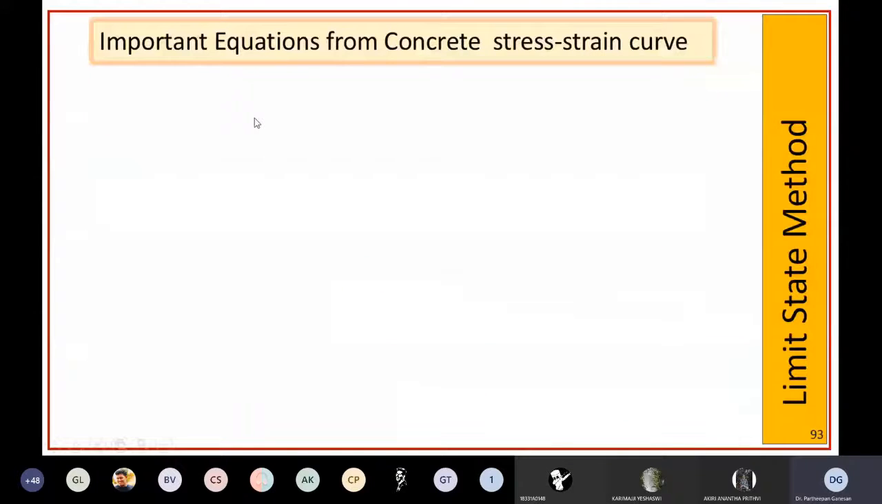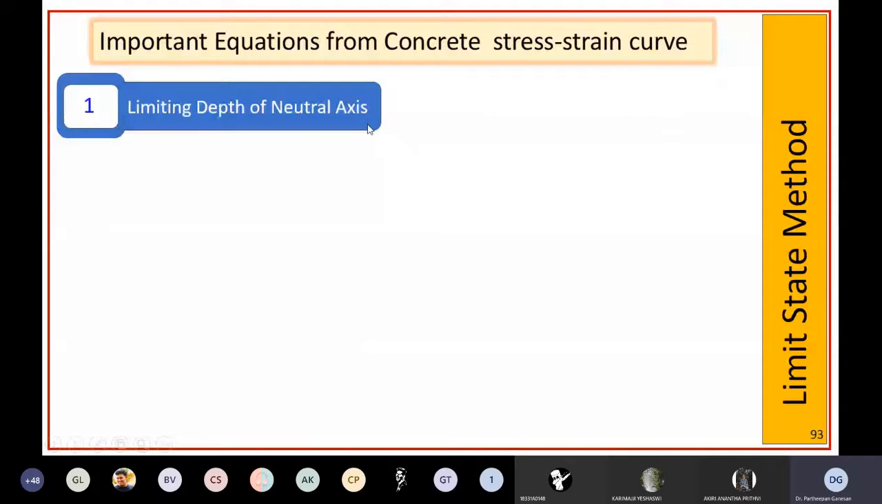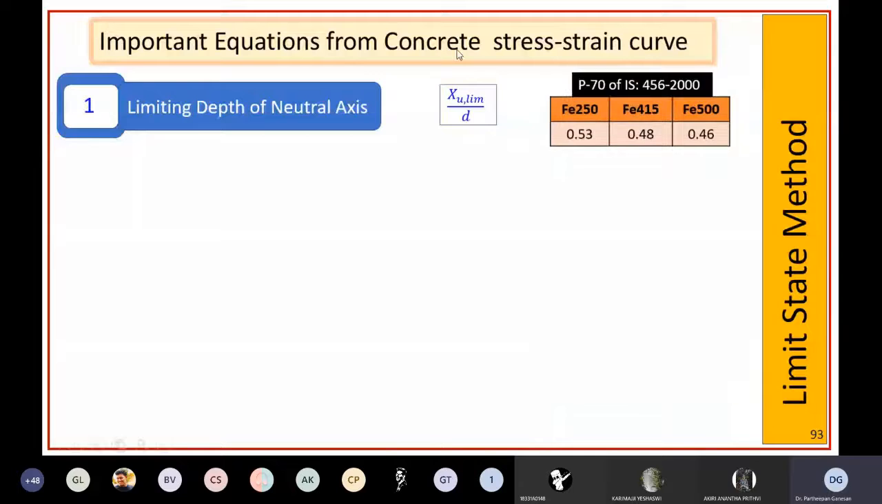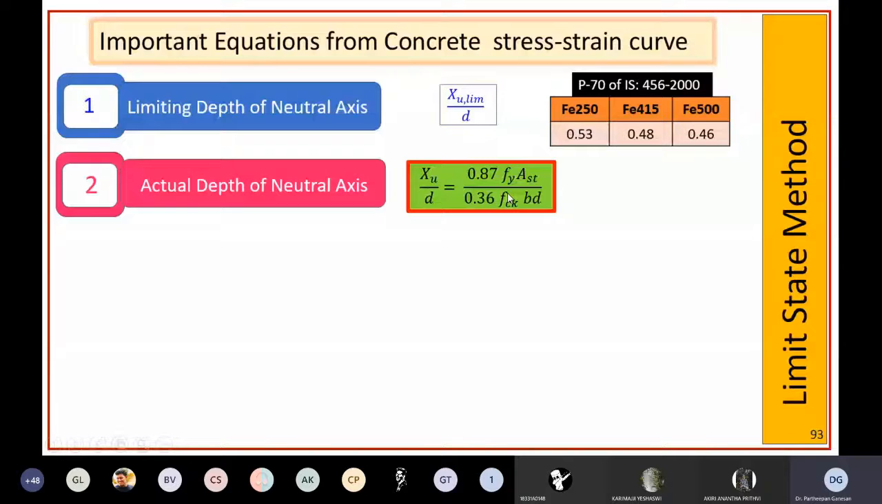Important equations from the concrete stress-strain curve. First, the limiting depth of neutral axis, which is given on page number 70: XU limit by D is 0.53, 0.48, 0.46. Then the actual depth of neutral axis, XU by D, is equal to 0.87 Fy AST divided by 0.36 FCK BD. Again, this is given on page number 96 of IS 456, in Annexure G, clause G 1.1 equation A.